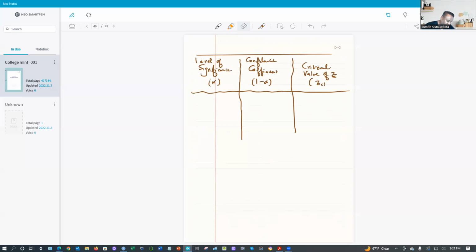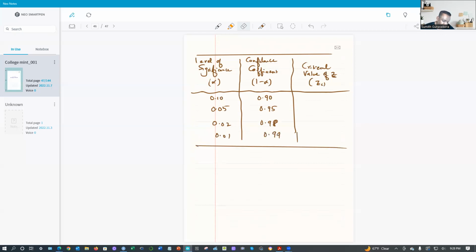Let's say this one is 0.10. This is 90%. This one 0.05, this one we can say 0.95. This one 0.02, this one 98% confidence coefficient. This one 0.01, 0.99 confidence.